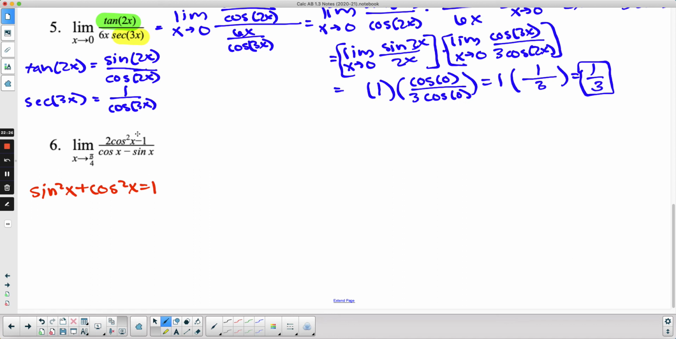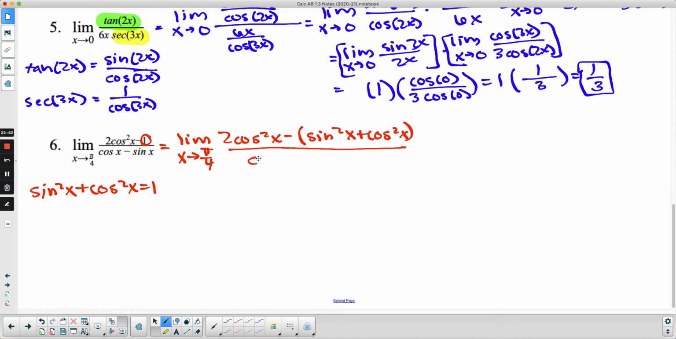Now, since those equal 1, lo and behold, I have a 1 in my top here. So what we're going to do in that numerator is just do the limit as x goes to pi over 4, 2 cosine squared minus the equivalent to 1, which is sine squared plus cosine squared, all over cosine x minus sine x. And you're thinking, why did you just make that more complicated?